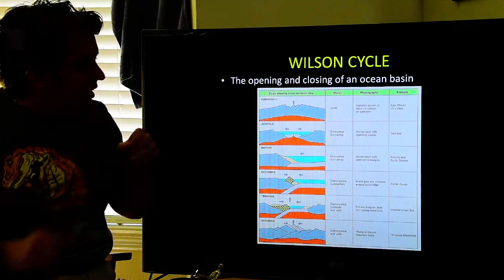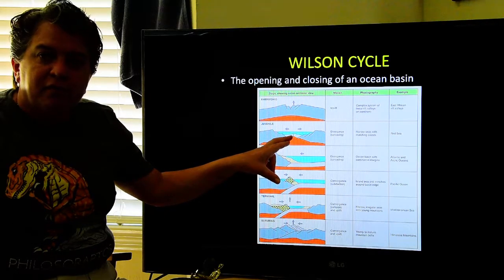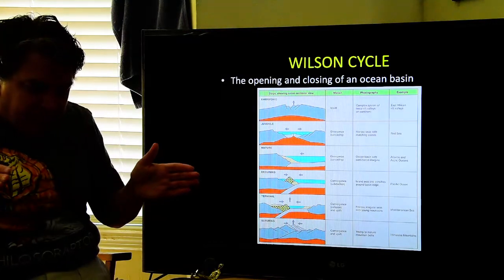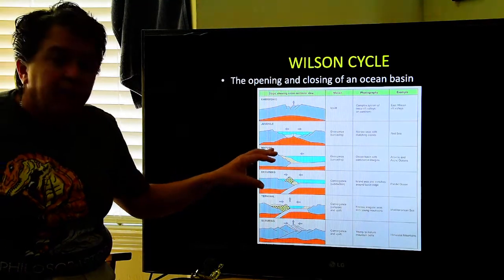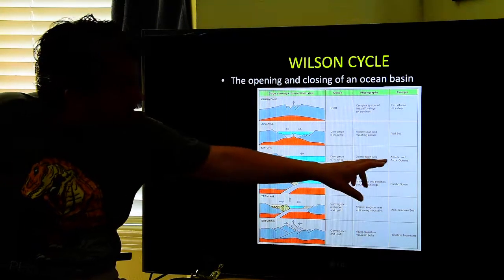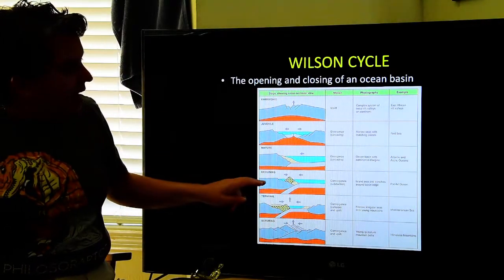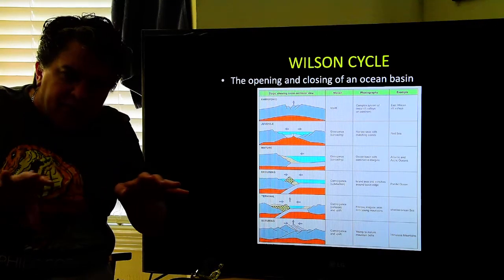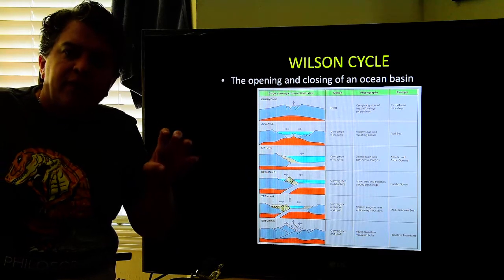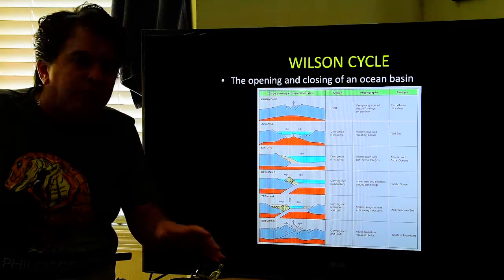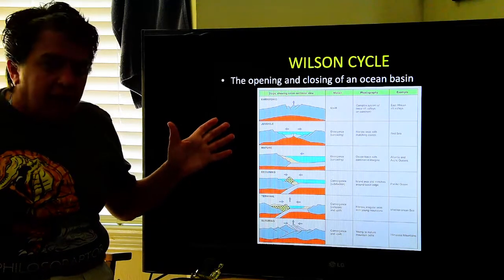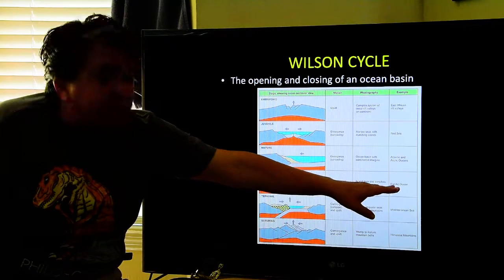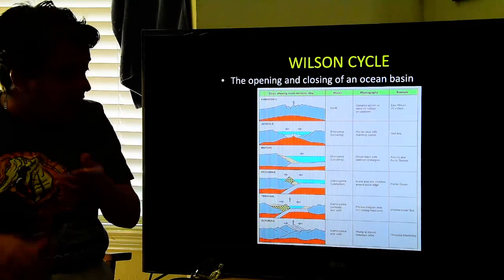And then as the splitting continues, we get this narrow sea forming, like the Red Sea today. Then as this continues, it is going to split apart into forming a big ocean basin, like the Atlantic Ocean today. And then eventually that ocean crust that makes up that ocean is going to cool down and become dense enough that it starts subducting. And so then we're going to start having the continents get closer together, and this is like the Pacific Ocean today, where there's subduction happening.